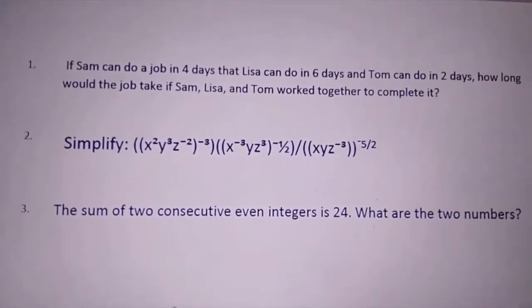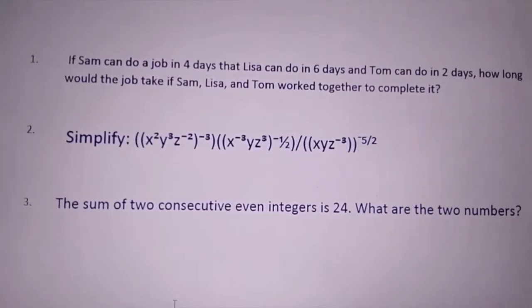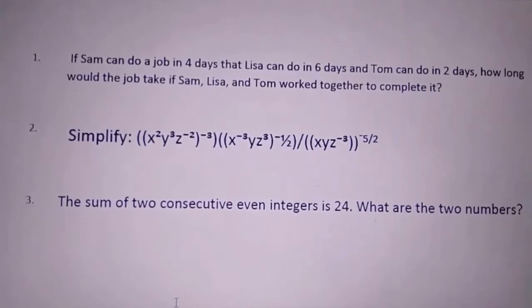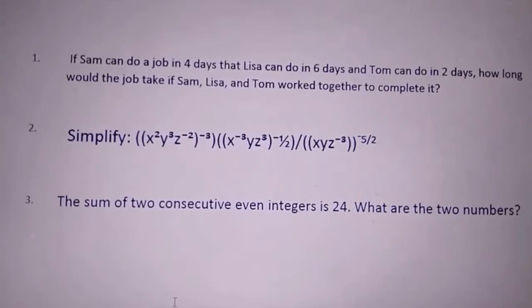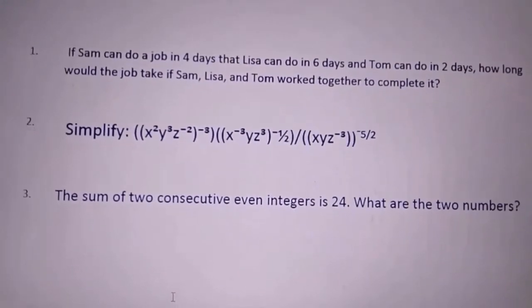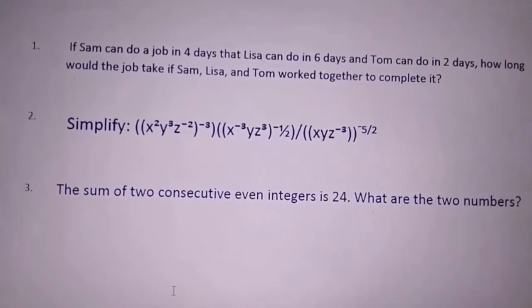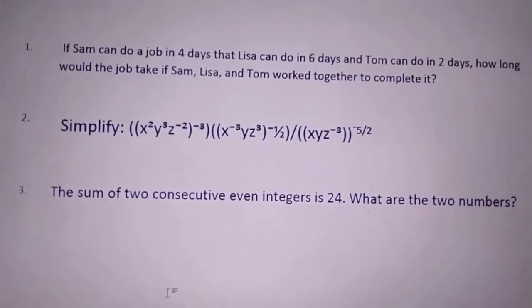For number 2, simplify the quantity x squared y cubed z raised to negative 2, raised to negative 3, multiplied with the quantity x raised to negative 3 y z cubed raised to negative 1 half, all over x, y, and z raised to negative 3, raised to negative 5 halves.